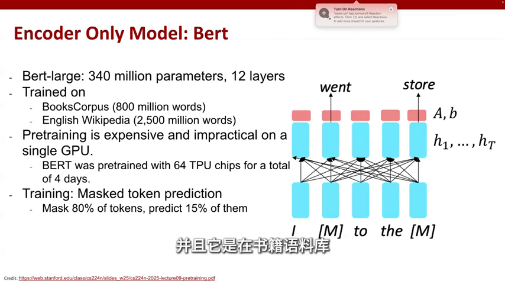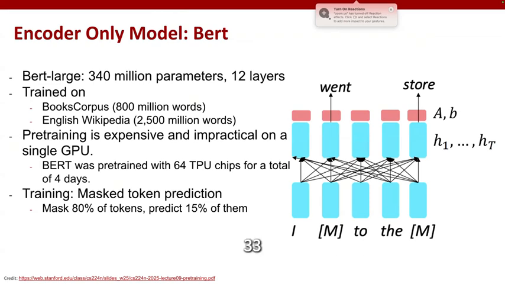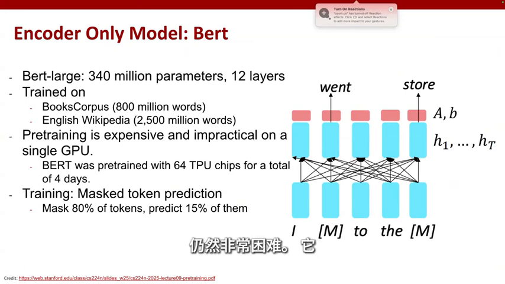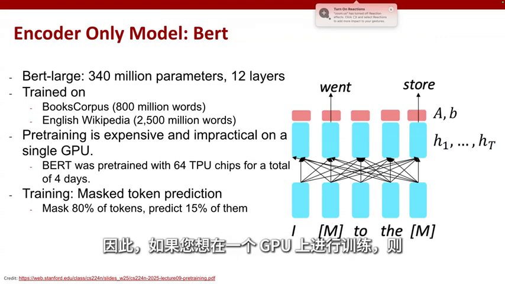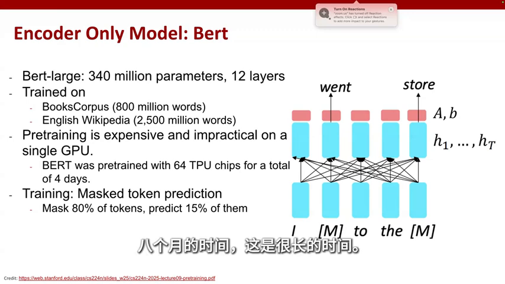And it was trained on BooksCorpus and English Wikipedia, which amounts to around 3,300 million tokens. But even right now it's considered pretty much a small model. But pre-training the entire BERT on a single GPU is still pretty difficult. It was actually pre-trained with 64 GPU chips for 4 days. So if you want to train that on one GPU, that would take around 8 months, which is a lot of time.